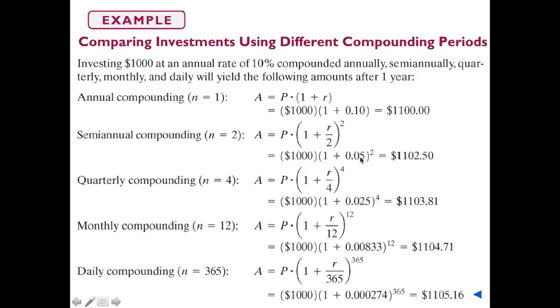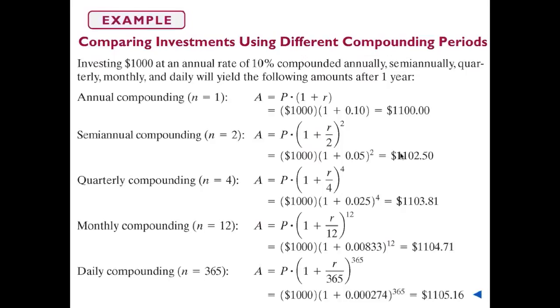Let's say we're going to invest $1,000 at an annual rate of 10%. We're going to do it compounded annually, semi-annually, quarterly, monthly, and daily. And we're going to see what the different amounts are. So if you're compounding annually, that means you're compounding once a year. So n is going to equal 1.